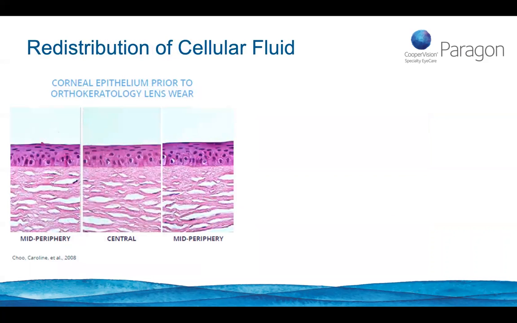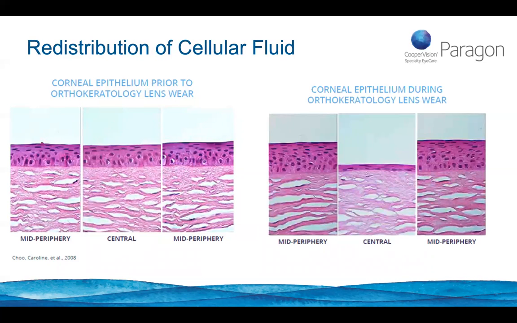Here are some histology slides from Pacific University with Dr. Chu and Patrick Caroline. And while these photos are of a cat cornea, it helps give a general idea of what happens to the epithelial cells post-Ortho-K lens wear. The picture here on the left shows corneal epithelium prior to Ortho-K lens wear. And the photo on the right shows the corneal epithelium after Ortho-K lens wear. As you can see, we have central compression and the extra fluid then goes to the mid-periphery to increase thickness.